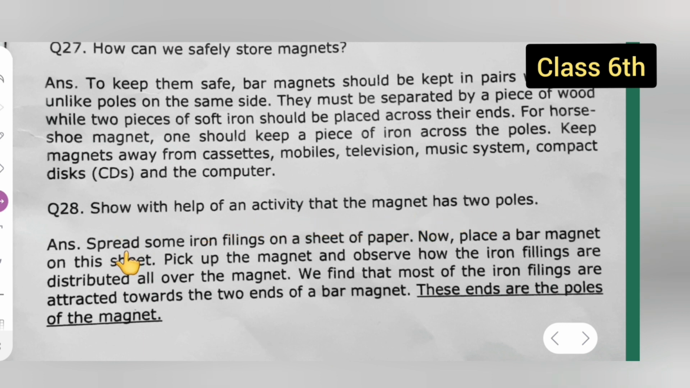Next question is, you have to show with the help of an activity that a magnet has two poles. Spread some iron filings on a sheet of paper. Now place a bar magnet on this sheet. Pick up the magnet and observe how the iron filings are distributed all over the magnet. We find that most of the iron filings are attracted towards the two ends of a bar magnet. These ends are the poles of the magnet.